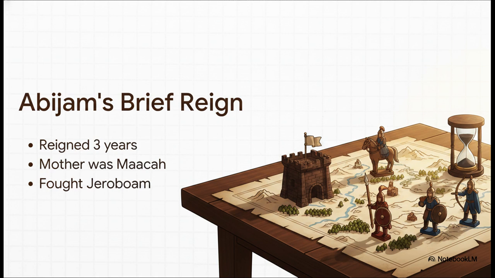And what exactly characterized these 3 short years? Continuous, bitter border wars with Jeroboam of Israel. There was absolutely zero peace between the north and the south. After a violent and spiritually hollow reign, verse 8 tells us Abijam died. He was buried in the city of David, and the crown naturally passed down to his son, Asa.